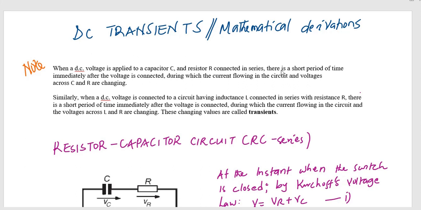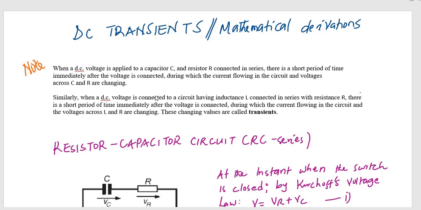connected in series, there is a short period of time immediately after the voltage is connected, during which the current flowing in the circuit and voltages across C and R are changing. So across that point where we are having these parameters, like for example voltage and current changing, we have to say that during that period we can refer to it as the transient period.